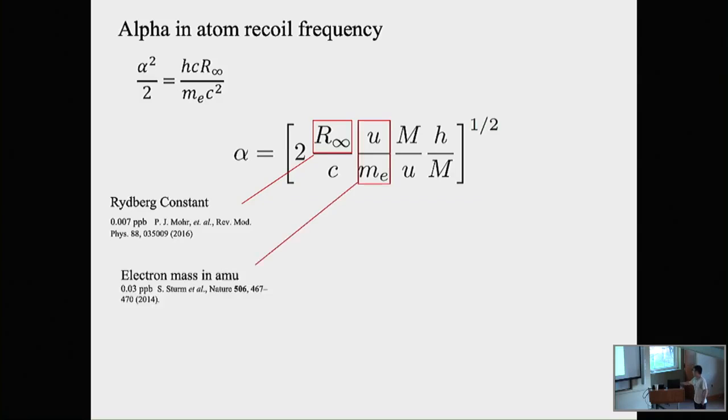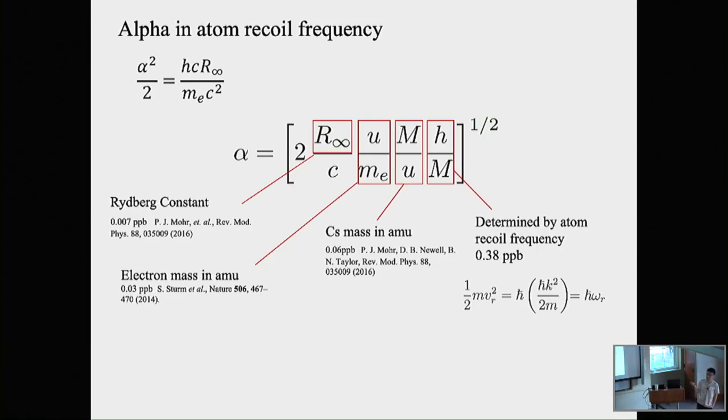And the mass of an electron and the mass of the cesium atom have also been measured in Penning traps to very high accuracy. The overall uncertainty of alpha is limited by h over m. So that's what we measure. We use atom interferometers to measure h over m to 0.3 parts per billion. This will give us an overall uncertainty in alpha of about 0.20 parts per billion.